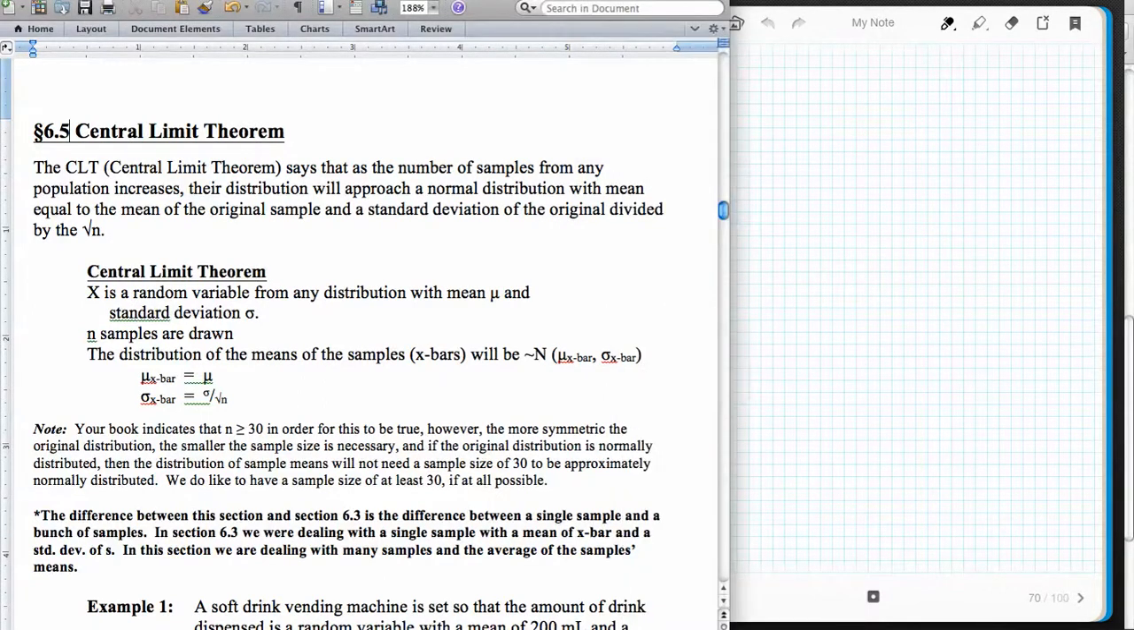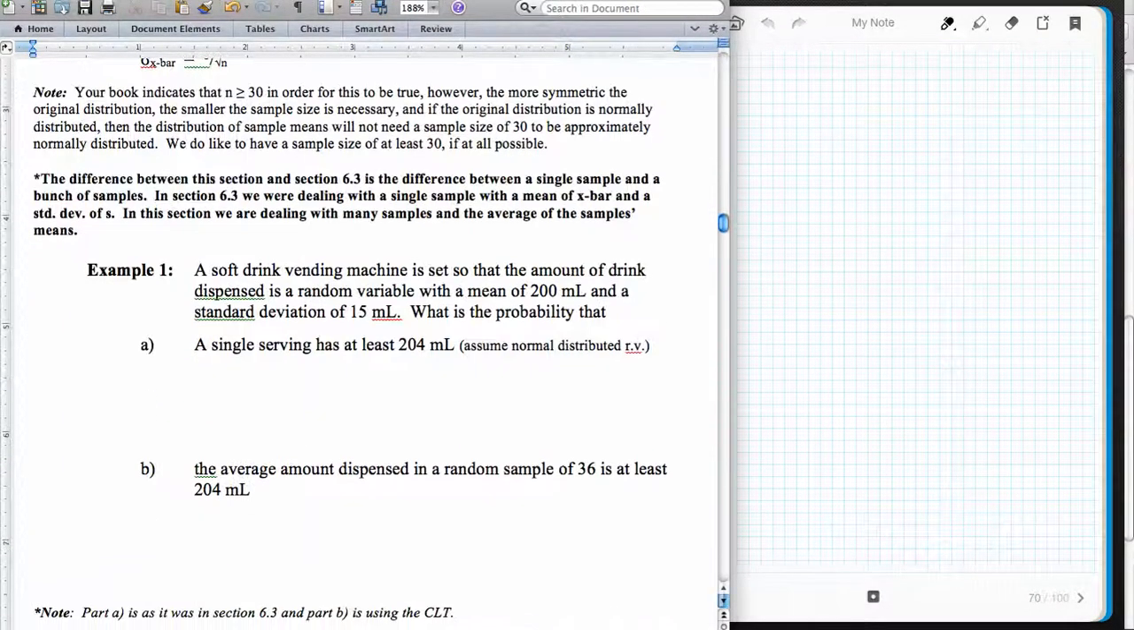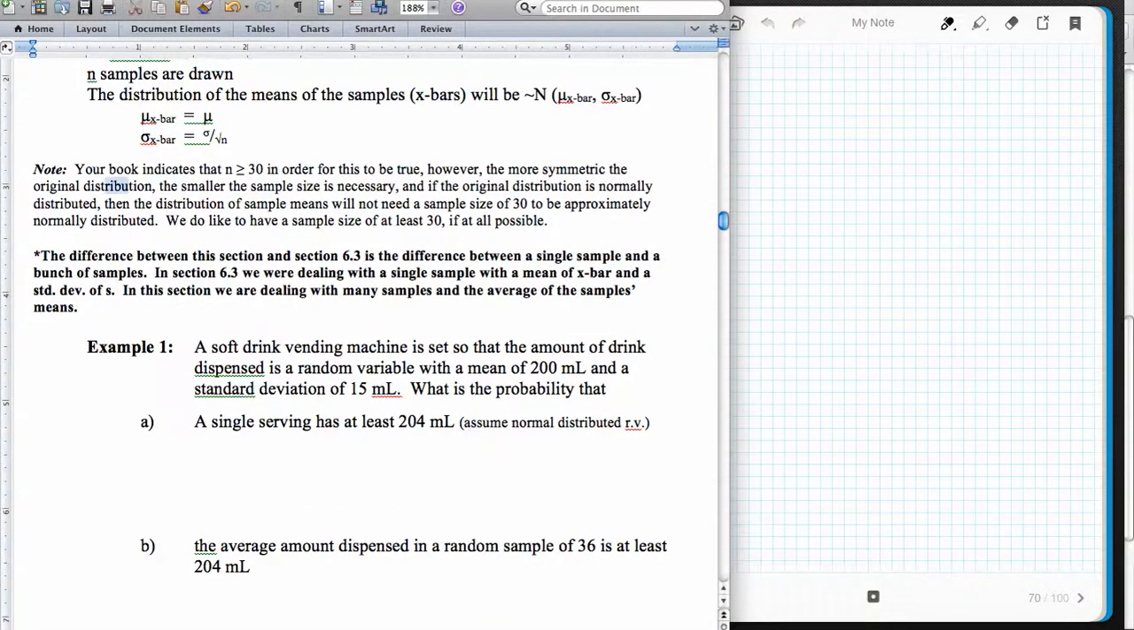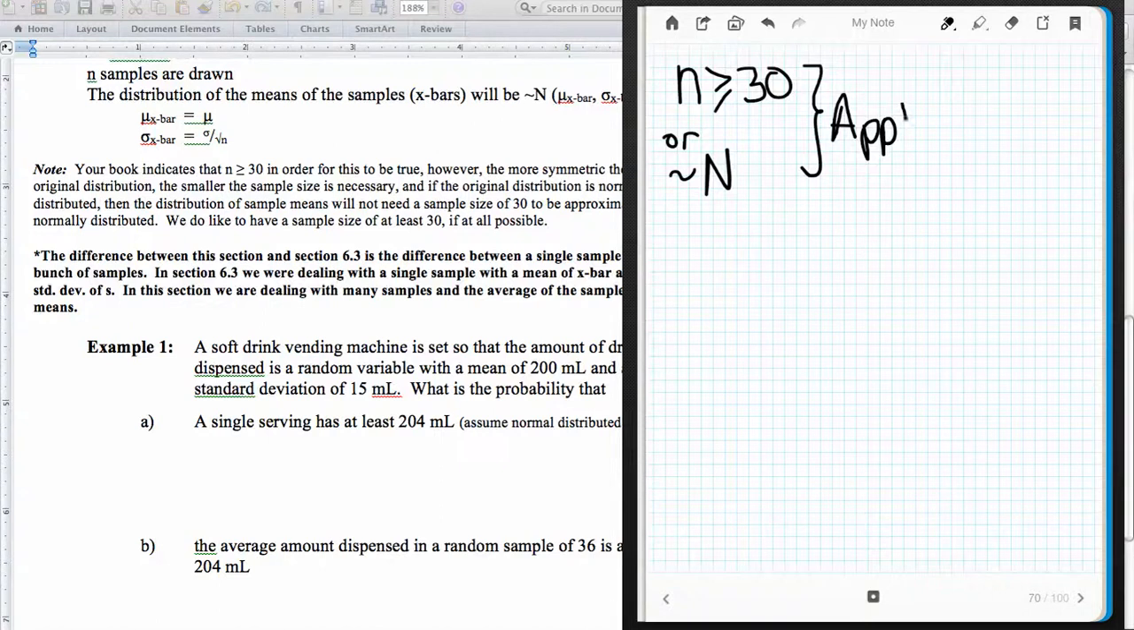So what we're going to look at here is the difference between what we talked about in section 6.3 and what we're talking about in this section. And before we can apply the central limit theorem, I really should note right here that in order to apply the central limit theorem, your sample size has to be greater than or equal to 30. Or if you know already that it's approximately normally distributed, then you can apply the central limit theorem. But if you do not have either of those two requirements met, the central limit theorem should not be applied.